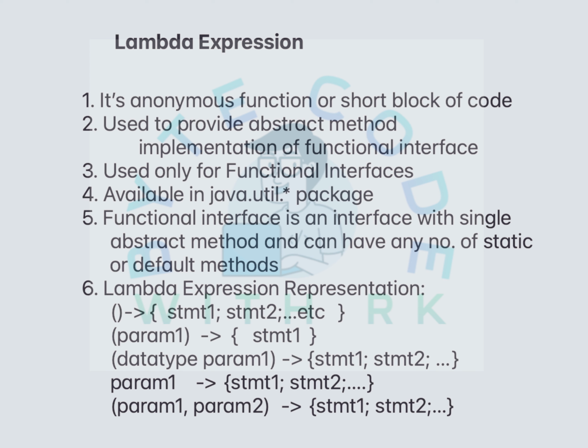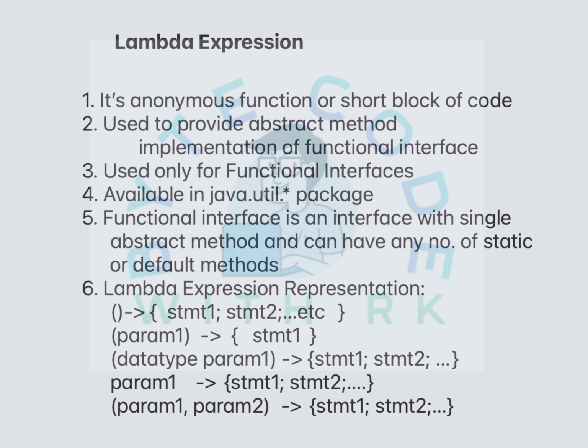Generally, Lambda expressions are used with functional interfaces only. What is a functional interface? A functional interface means an interface having a single abstract method, and it can have any number of default or static methods. For now, just remember what a functional interface is. A functional interface is like a normal interface, but only has a single abstract method and can have any number of static or default methods. Those interfaces are called functional interfaces, and Lambda expressions are mostly used for functional interfaces only.